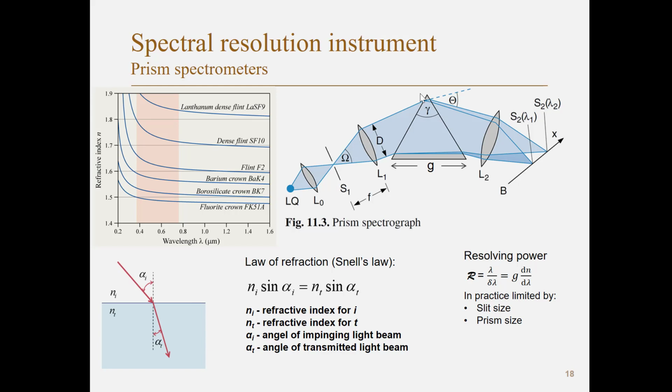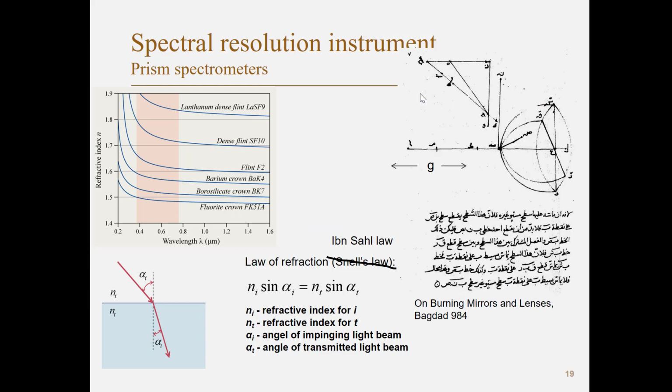Just as an interesting fact, Snell's law was written down by Snell in the early 17th century, but actually it was discovered much earlier than that. It was discovered by a guy named Ibn Sahl in Baghdad in 984, when he wrote down the same law, which later became known as Snell's law.